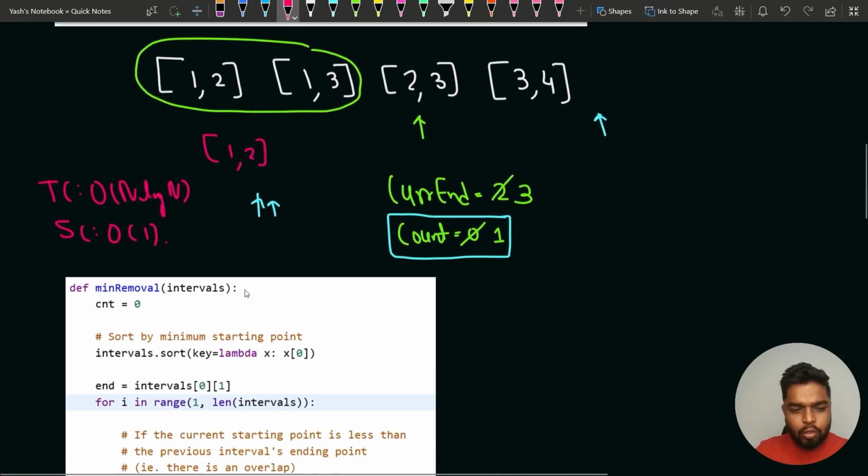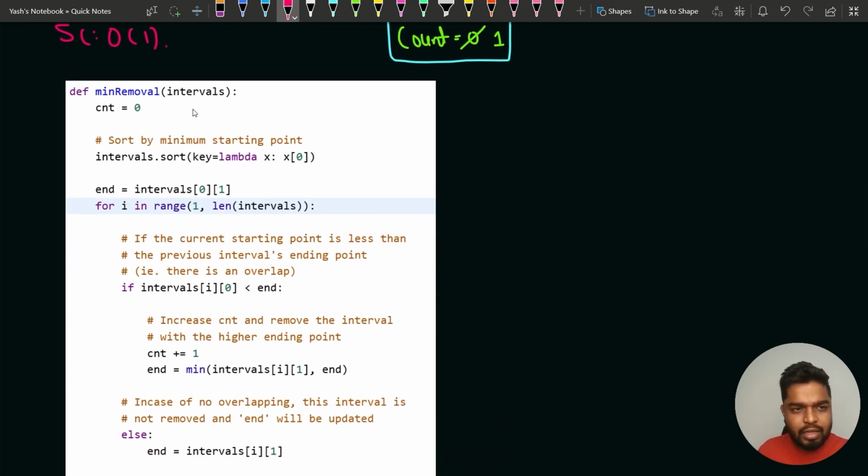Now let's have a look at the code also. So you can see here what will happen is, initially the count will be equal to 0. Okay, then we are sorting according to the starting time. We have sorted according to the starting time. Then initially the ending is equal to the ending of the very first starting interval, the 0th one.